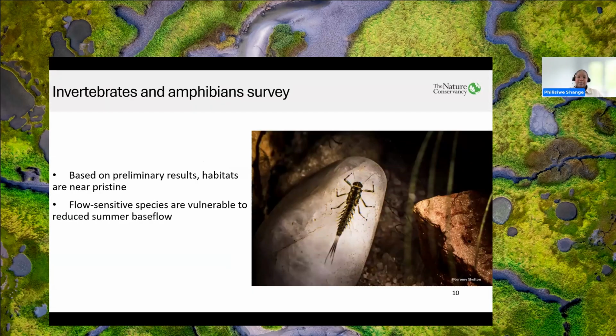And on the amphibian and invertebrate surveys, the results show that the habitat is still near pristine, and the status of our river health is still good. But there is a concern with the flow-sensitive species, which are vulnerable to reduced summer base flow due to the presence of invasive alien plants, which reduce the river flow, especially during summers.